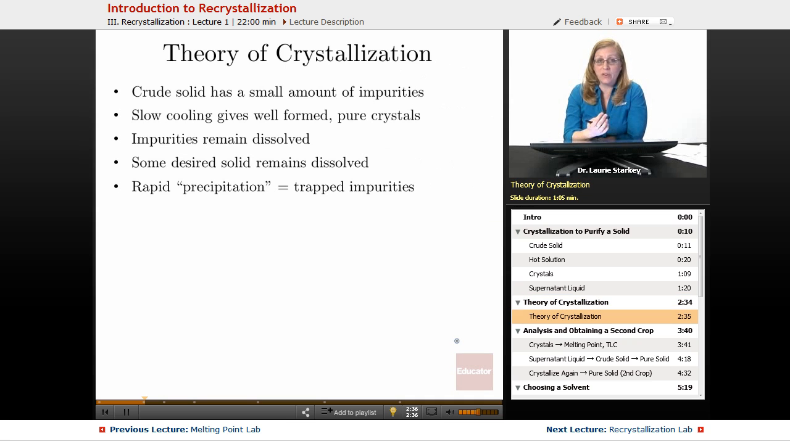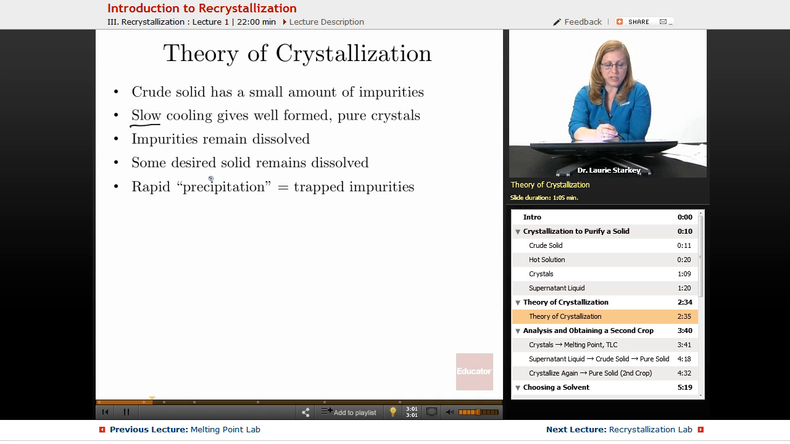So what is the theory of crystallization that works here? Kind of what I just said. We have a small amount of impurities. We're going to try and do our cooling very slowly, and that ensures that the crystals are going to grow slowly and have a nice chance to form. That's going to ensure pure crystals. And our impurities should remain dissolved along with some of our desired product that remains dissolved.